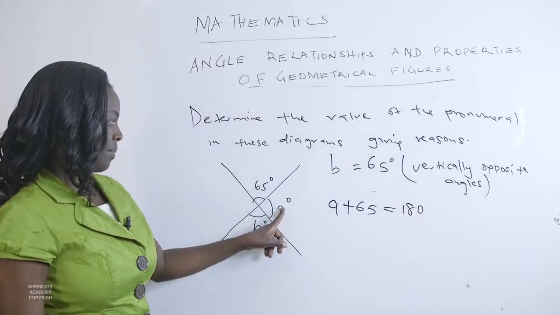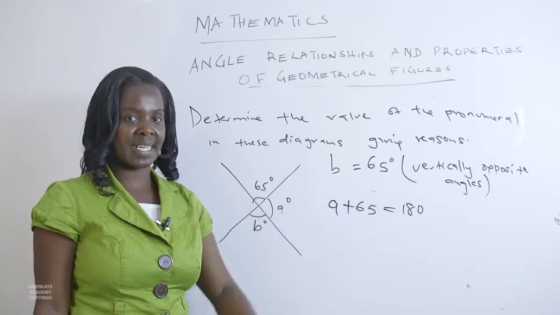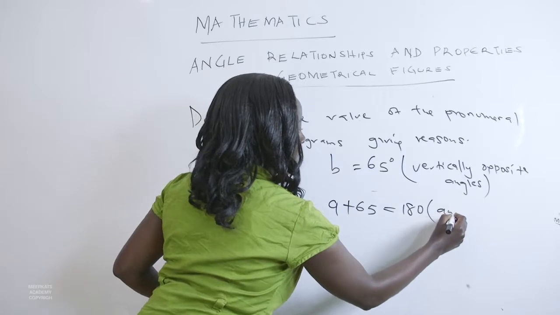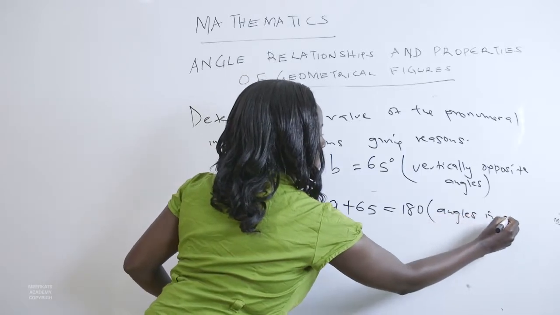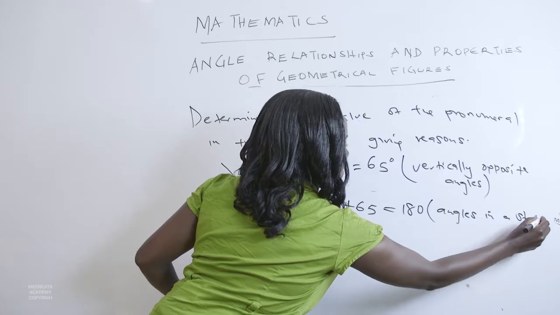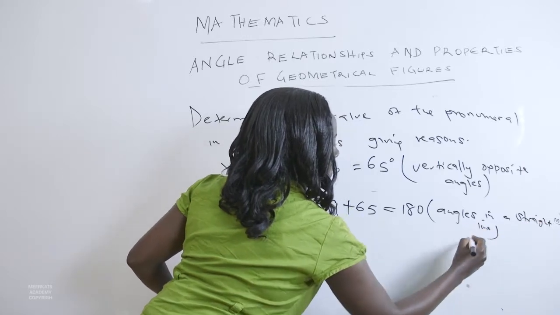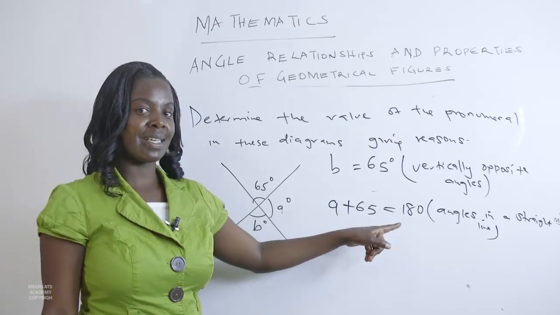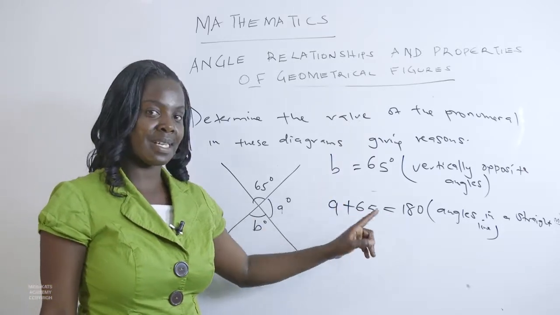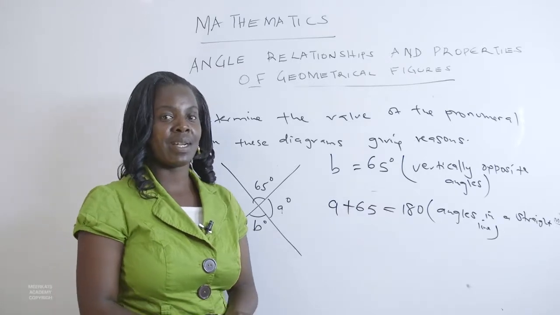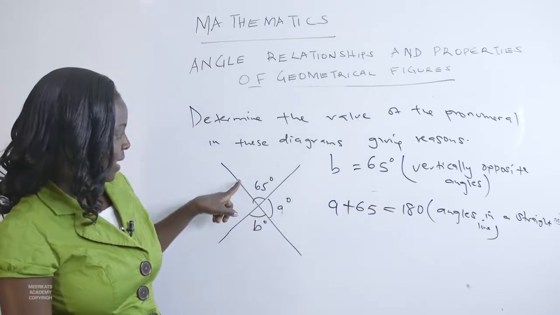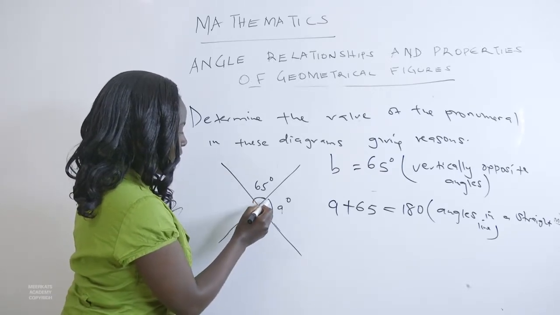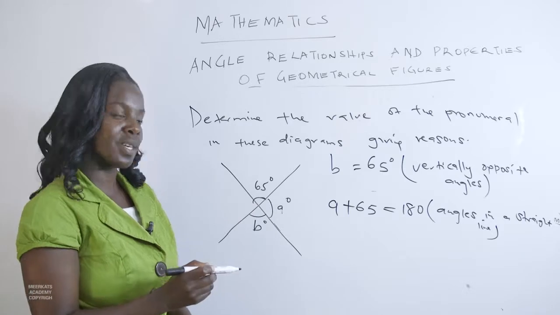A plus 65, that should give us 180. Why do you think so? These are angles in a straight line. The reason is angles in a straight line. And we said angles in a straight line add up to 180. So because you realize this is a straight line here, 65 plus A should give us 180.